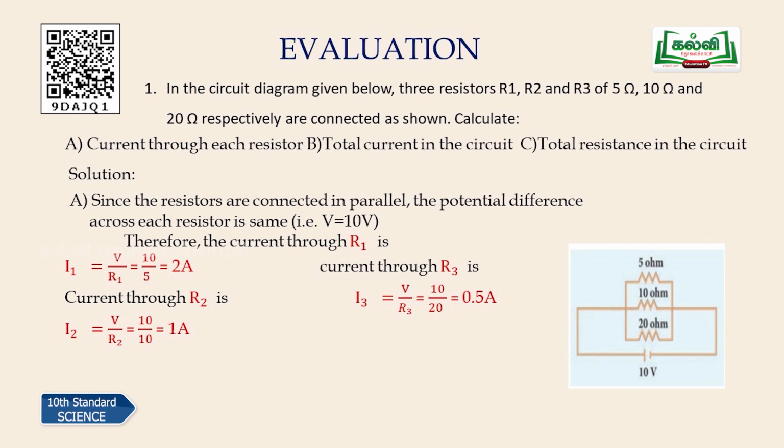Now what is the potential difference given? 10 volts. Now substitute for each individual resistor. Current through R1, that is I1, is equal to V by R1, 10 by 5, 2 ampere. Current through R2, here R2 is equal to 10 ohm. That means I2 is equal to V by 10 ohm, that is 10 by 10, that is 1 ampere. Then current through R3, here R3 is 20 ohm. So 10 by 20 which is equal to 1 by 2 which is equal to 0.5 ampere.